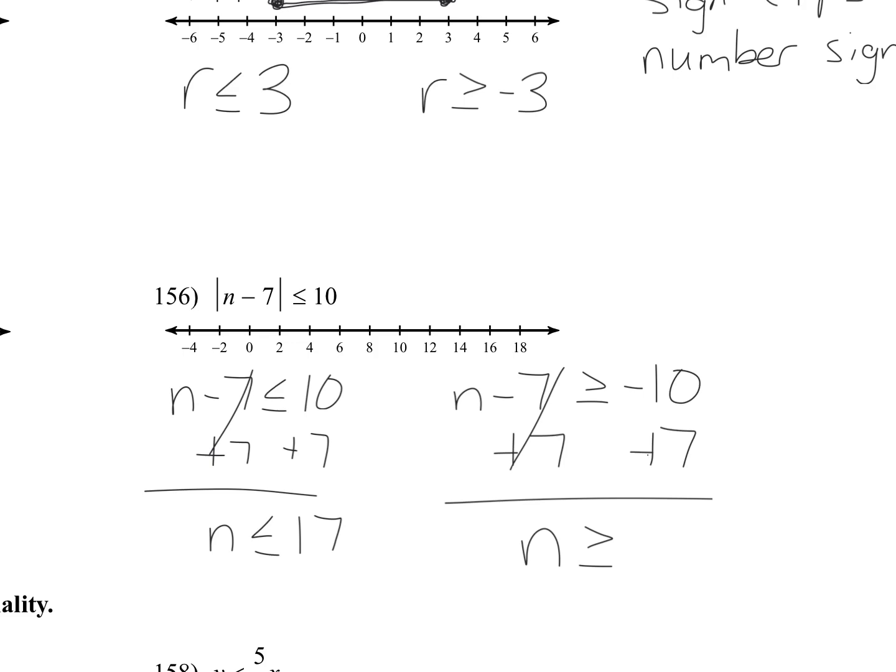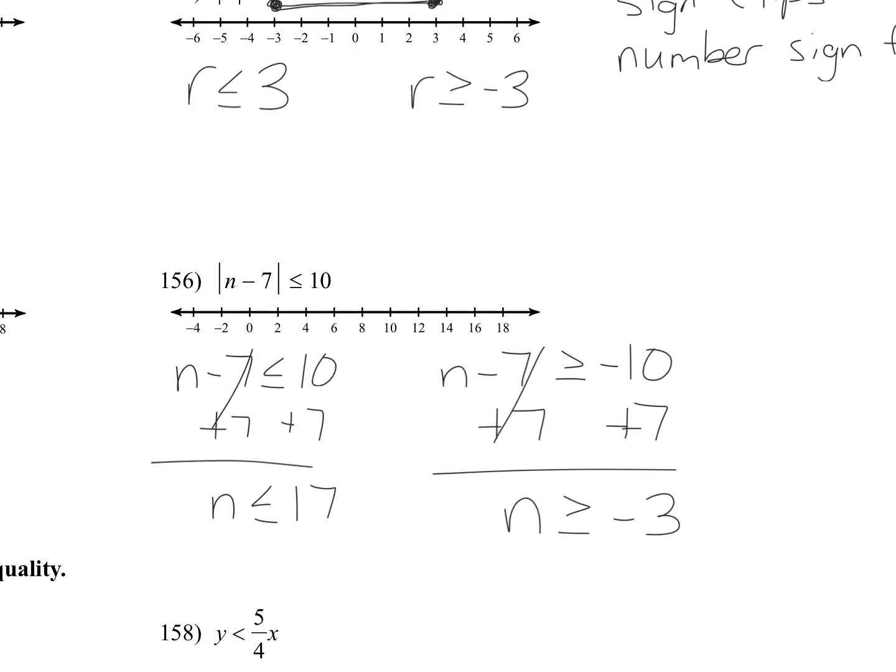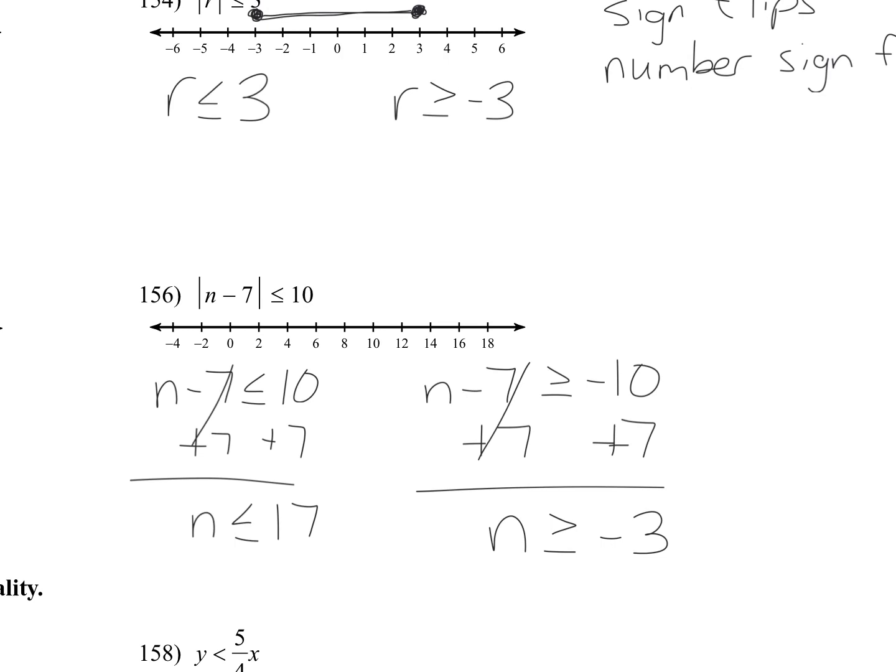Yes, this looks like a 17 to me. Are we okay there? Yeah. All right. We got to graph both of those. Start with 17, open or closed? It's closed. Closed, going left. And then 3, open or closed? Closed, going right. What statement is that? And.